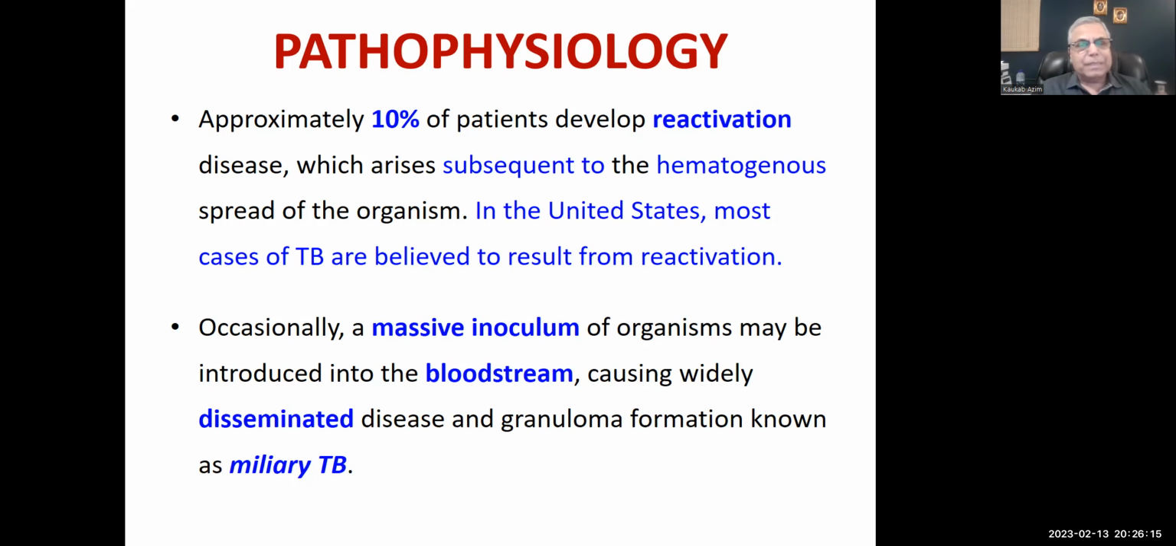Now, reactivation means they had latent tuberculosis, they had bacteria inside their bodies, they did not have signs or symptoms, right? So they never went to the hospital. And at some stage in life, the bacteria starts dividing and the disease is reactivated. Why does that happen? Maybe the immunity has gone down, or something that we do not know about, perhaps, which arises subsequent to hematogenous spread of the organisms. Hematogenous means through the blood. In the United States, most cases of tuberculosis are believed to result from reactivation.